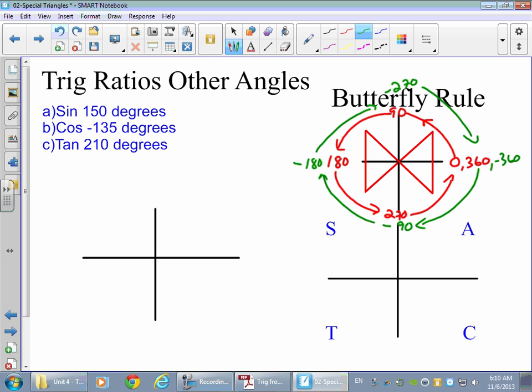So any number of degrees you see that are not in the 0 to 90, this is what we're talking about. They will continue on past the 90 degrees and go further. If they're in the negatives, they'll continue on past the negative 90 and go further that way.